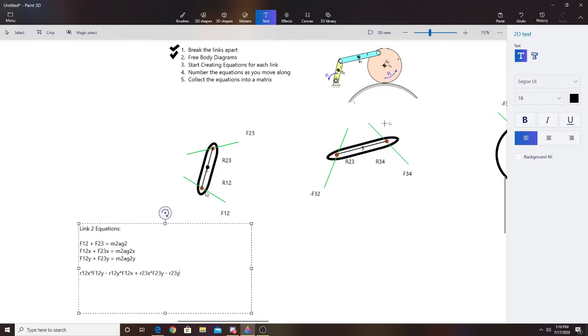R23y times f23x plus q2 is equal to I2 times alpha 2. All right.